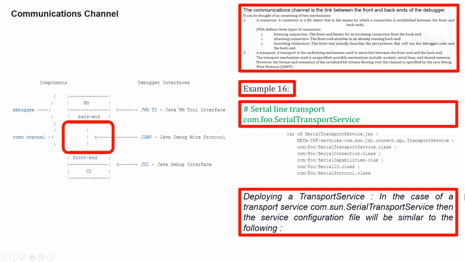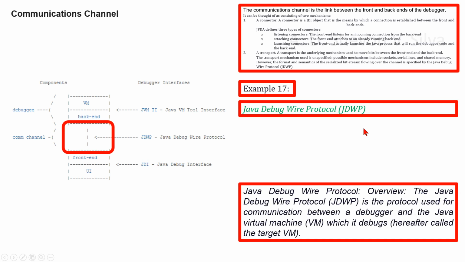Now we are considering the Java Debug Wire Protocol and its overview. The Java Debug Wire Protocol, JDWP, is the protocol used for communication between a debugger and the Java virtual machine, VM, which it debugs, hereafter called the target VM. JDWP is optional. It might not be available in some implementations of the JDK. The existence of JDWP can allow the same debugger to work in different processes on the same computer or on a remote computer. JDWP differs from many protocol specifications in that it only details format and layout, not transport.